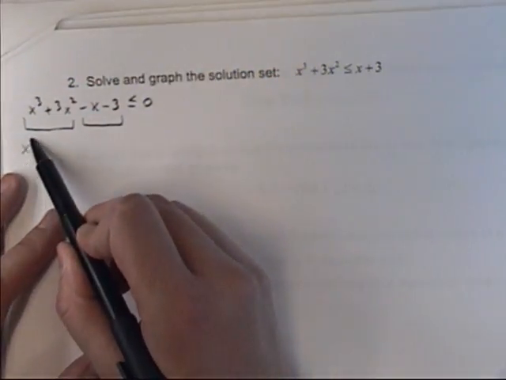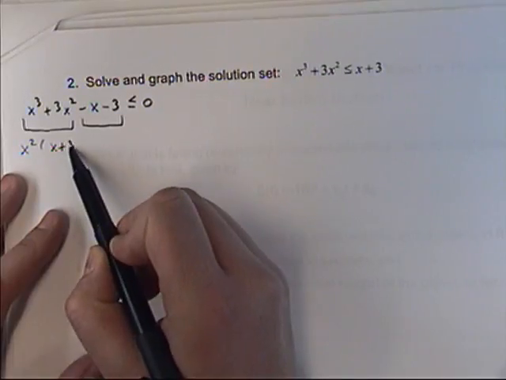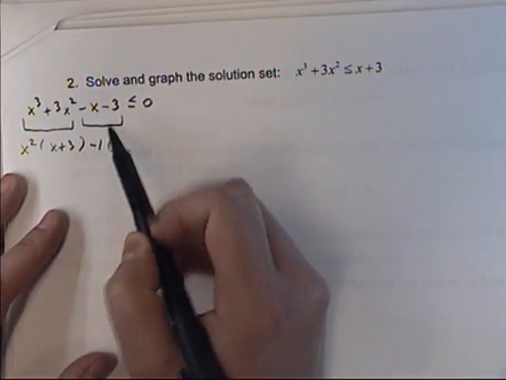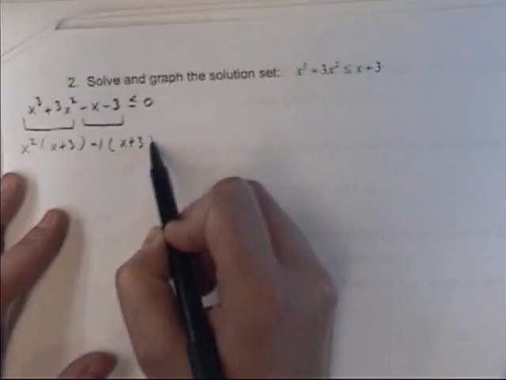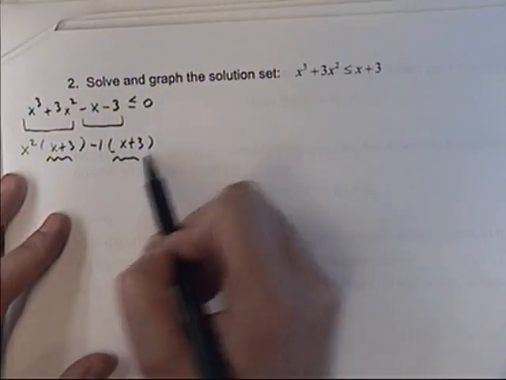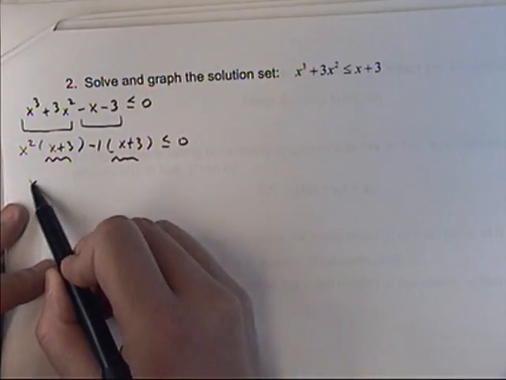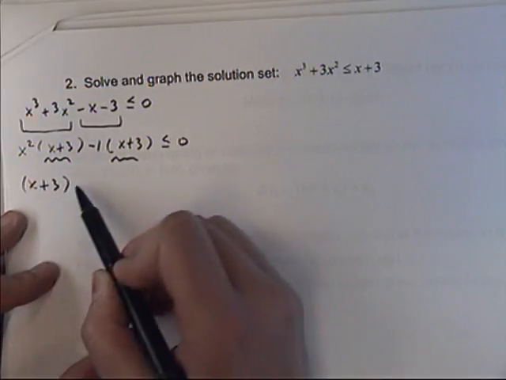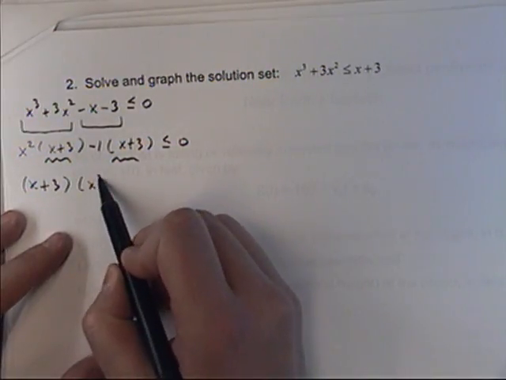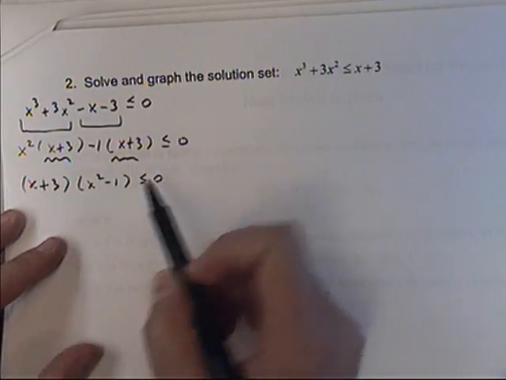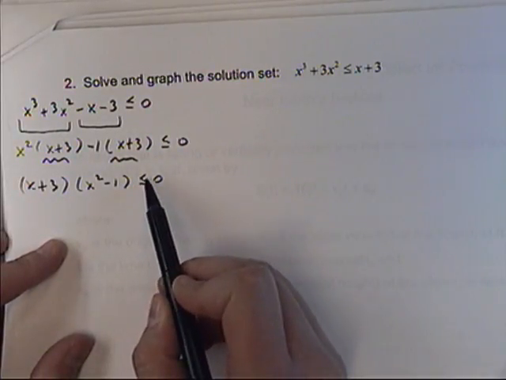So I can factor out an x squared from the first 2, and factor out a negative 1 from the second 2, which gives me the same binomial. It matches, x plus 3 and x plus 3, which I can then factor out, and I get that.